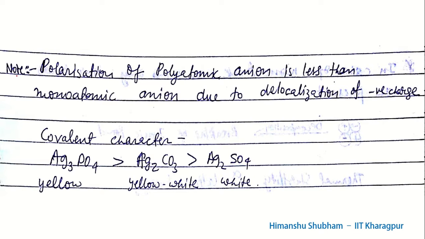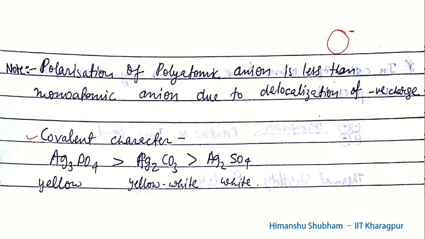And now we have a note here that polarization of polyatomic anion is less than monoatomic anion due to delocalization of negative charge. This is obvious, as if the negative charge is more concentrated, that anion can be more polarized, that means its polarizability is greater. But in the case of polyatomic anion, we have seen that as the electronegativity of the central atom increases, the electron holding capacity of the central atom is greater, and the polarizability is less because the electron density on the surrounding atom is less.